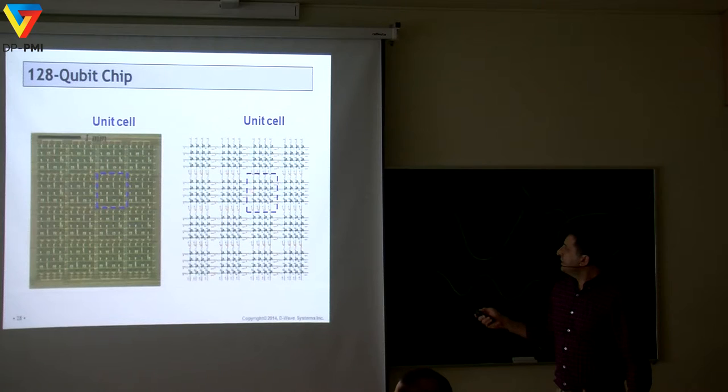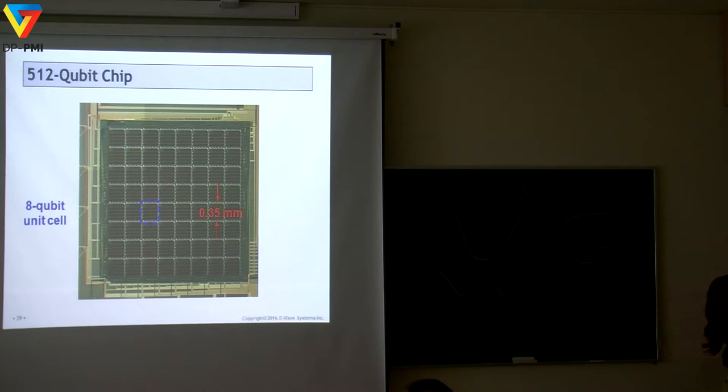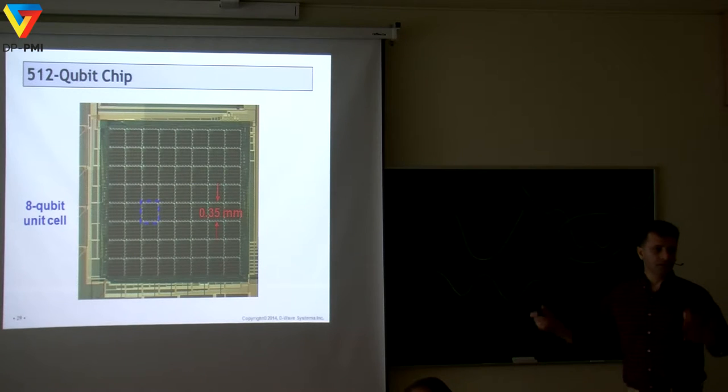So this is now a 128 qubit chip. Each unit cell is connected to the next unit cell horizontally only by the horizontal qubit. This horizontal qubit is coupled to this horizontal qubit. This vertical qubit is coupled to this vertical qubit, and these are couplers. These orange things are couplers. And this is the 512 qubit chip. Now we have a 4,000 qubit chip, but it's not working yet, but I could actually put that also in.